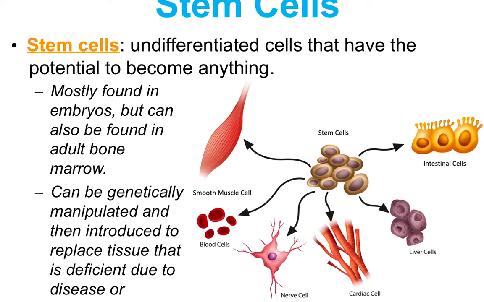And those stem cells, when you introduce them into that area, are at a point in their cycle where they haven't really decided what type of cell they're going to be. Once they're introduced to a diseased or damaged area, we can genetically manipulate them to replace that tissue or to become new, different types of tissues.